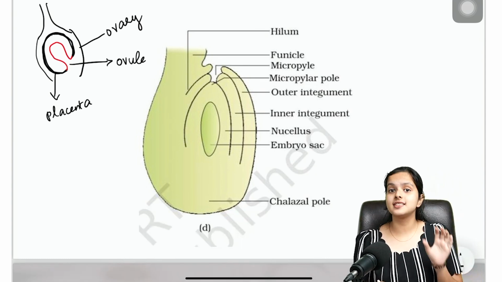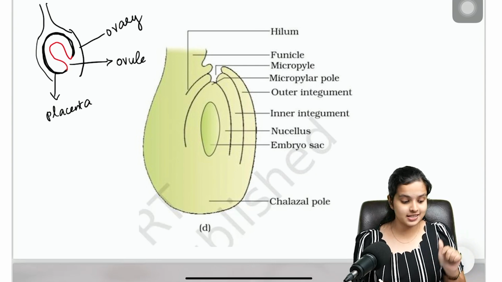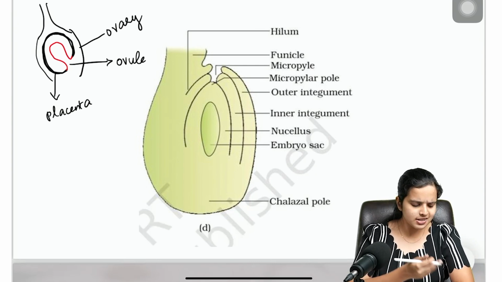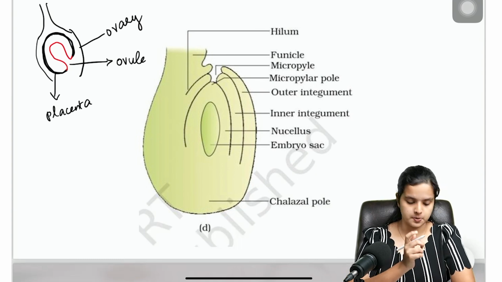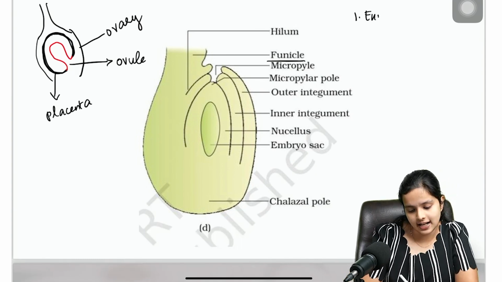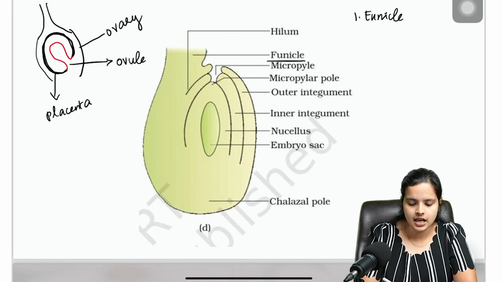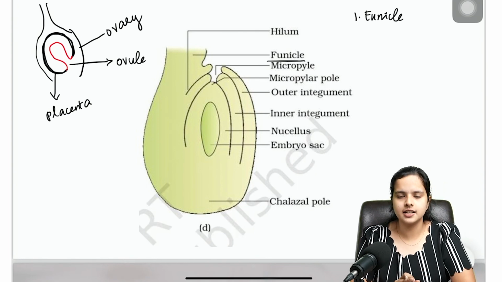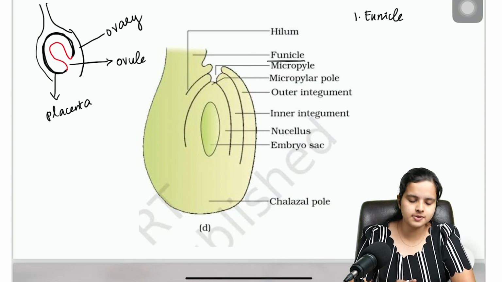So we're basically going to study this ovule, the structure of this ovule. Just look at it and you can already understand one term, which is the funicle. The first term is the funicle. I'll be listing the terms over here at the right side. Let's discuss each one of the terms and move forward.